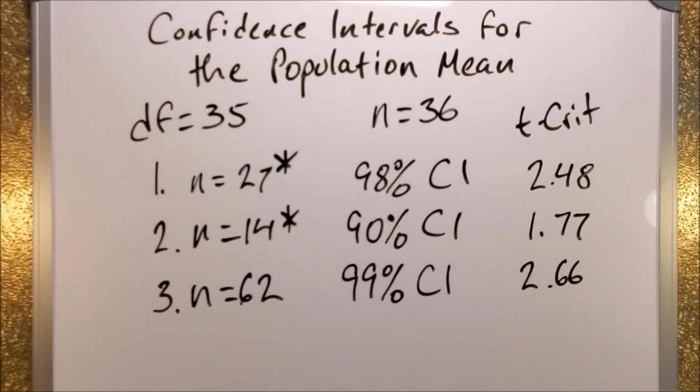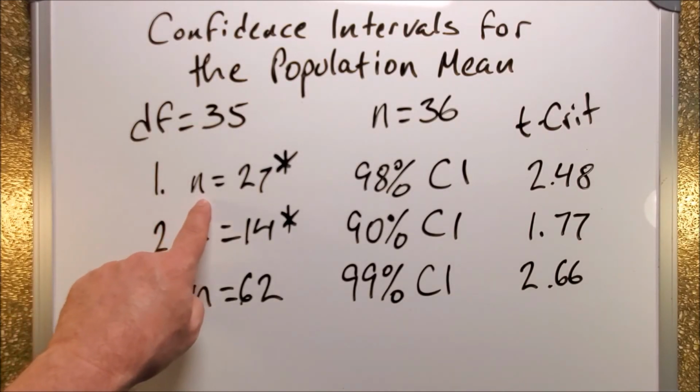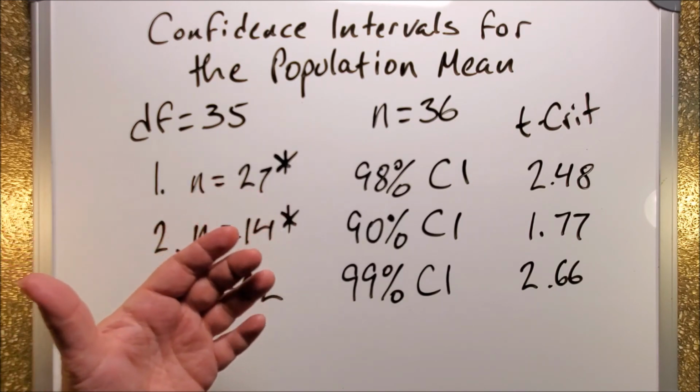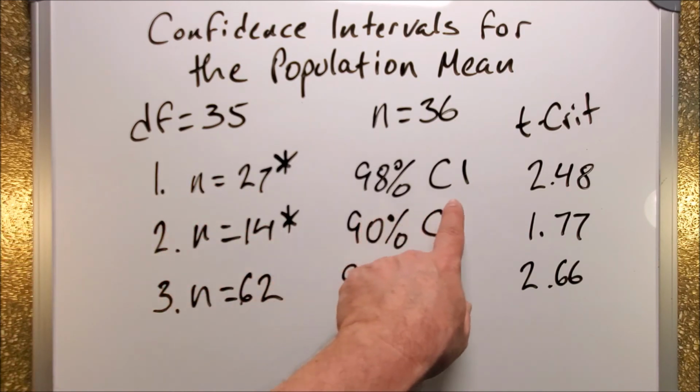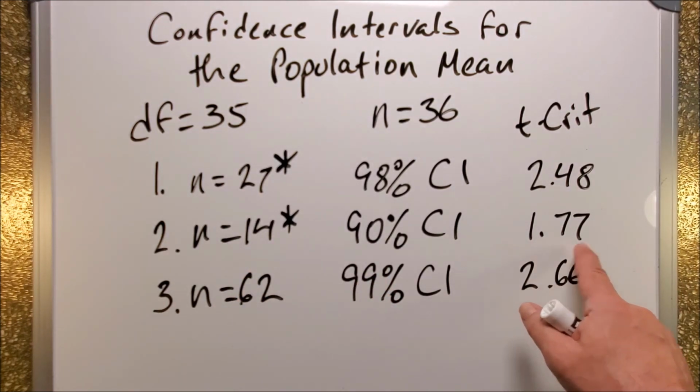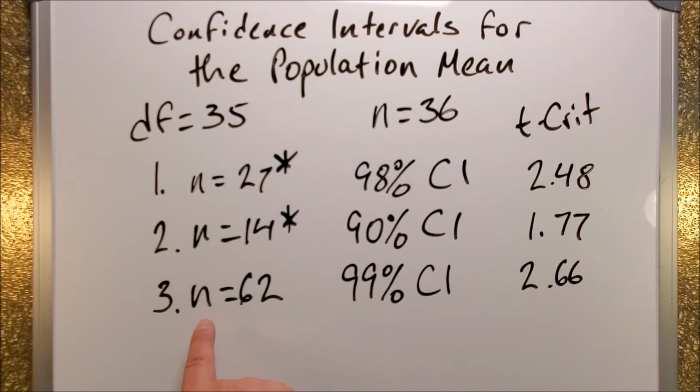Okay, so here's what we're looking at. With a sample size of 27, our degrees of freedom would be 26. And for 98% confidence, I read from the table a t-critical value of 2.48. For 13 degrees of freedom and 90% confidence, 1.77. And then finally, for 61 degrees of freedom and 99% confidence, I read 2.66.